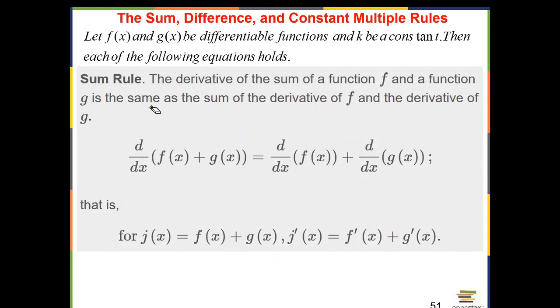All right, so let f of x and g of x be differentiable functions and k be a constant. Then each of the following equations holds. So just like the limits, we have some rules we can use. The derivative of a sum is the sum of the derivatives. Of course, this works only if the derivatives of each function exist. If they exist, then the derivative of a sum is the sum of the derivatives, right?